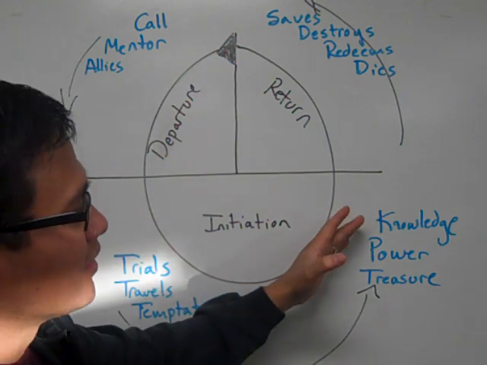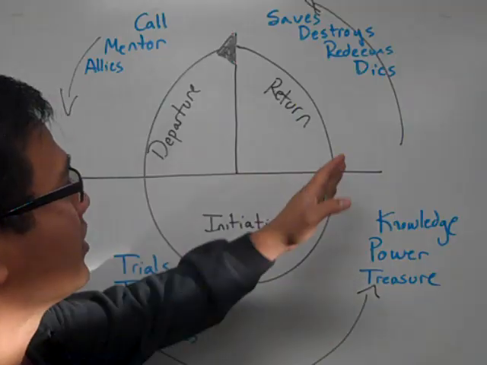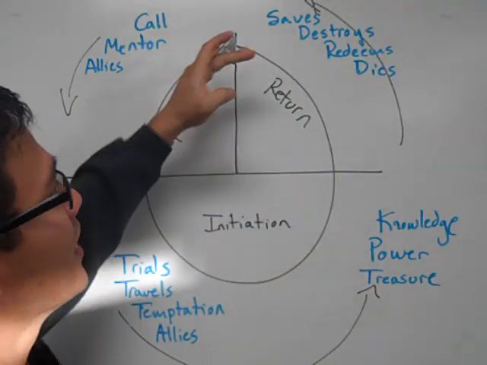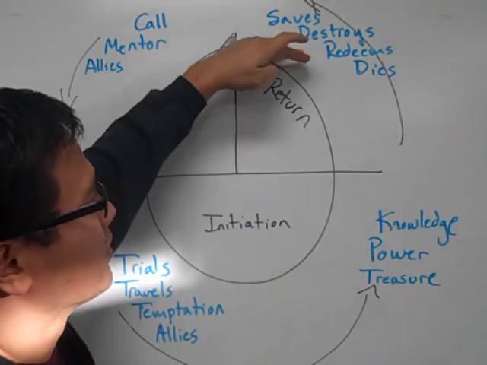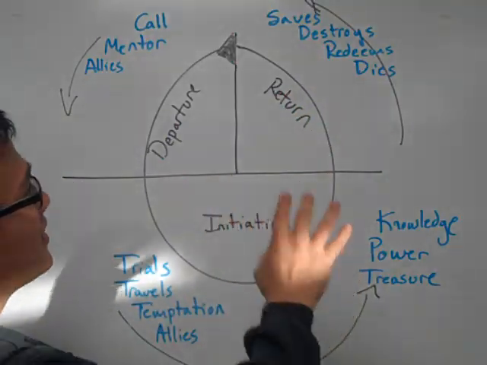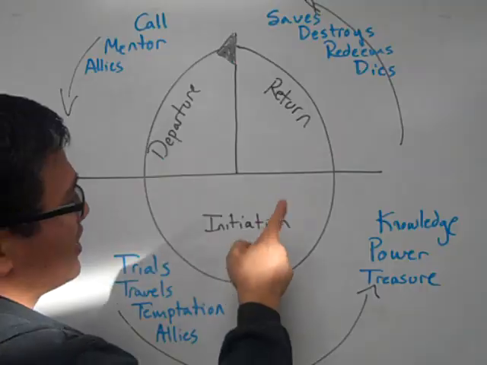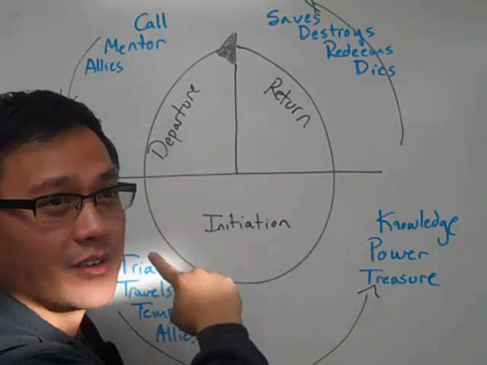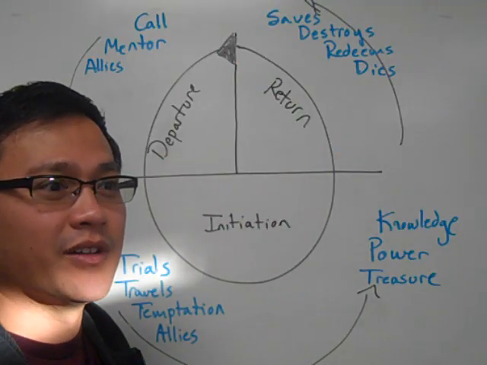And then after they get knowledge, power, or treasure, they come back to where they were originally from, and they either save the world, destroy it, redeem it, and sometimes they die. So, three main phases, each one with its specific parts. This is a common structure in literature that Joseph Campbell found in all of his studies.